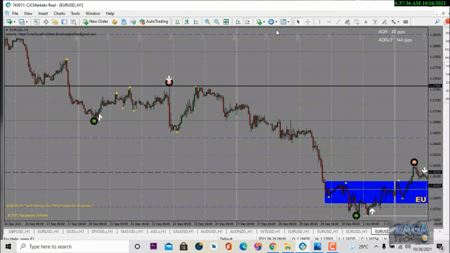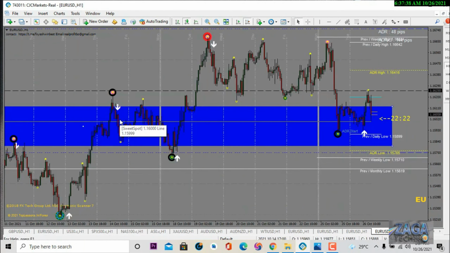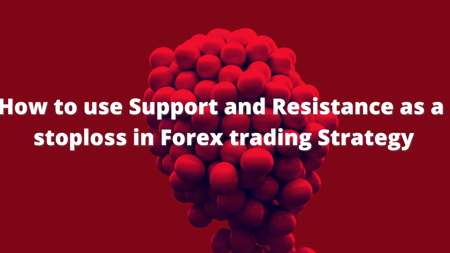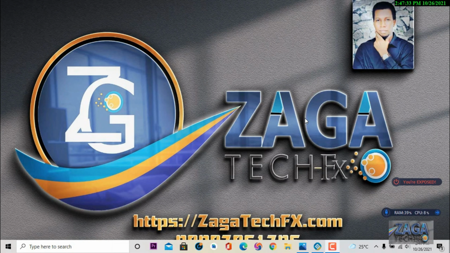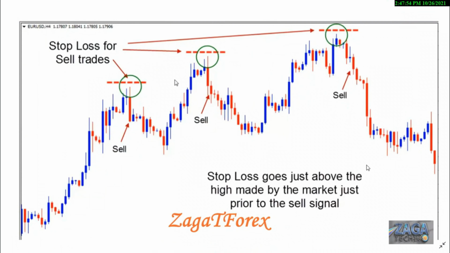Let me move back to my normal chart, and this is what it does: support and resistance areas. Using support as a stop loss and using the previous high as take profit, or using a resistance as a stop loss and using the previous low as a take profit. All right, with no further ado, let's dive into the main thing and talk more on this stuff.